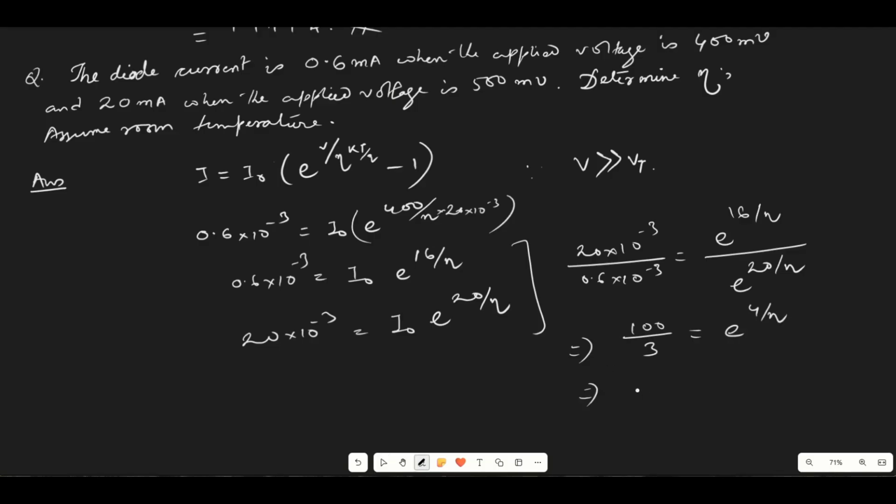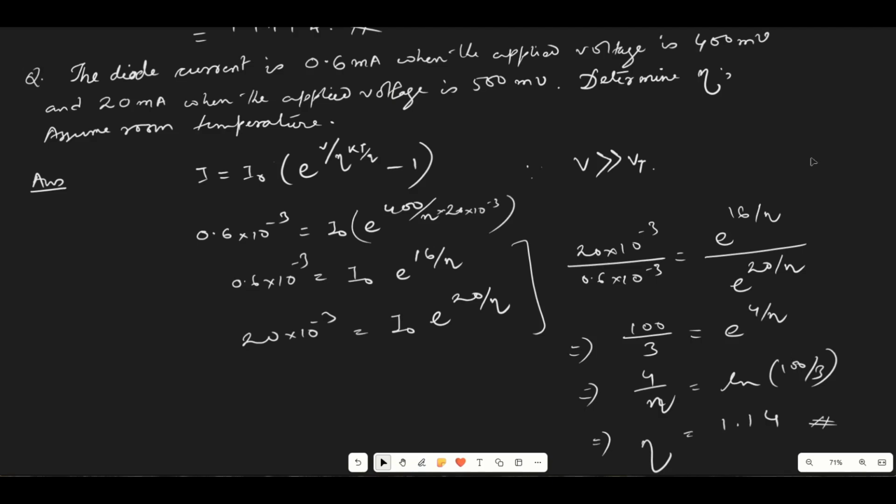eta. So if we take log, then 4 by eta equals ln of 100 by 3. So from here the value of eta will be coming as 1.14. Okay, so this means this is a case for germanium semiconductor, because as we know, in case of germanium the value of eta is 1. So like this we can solve numericals for the diode current equation.